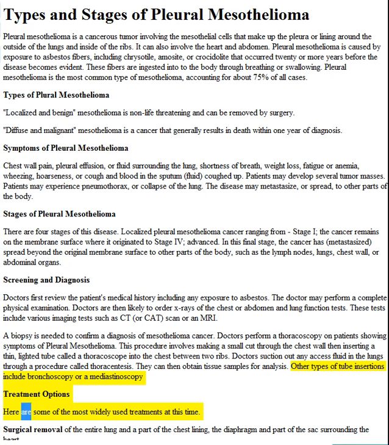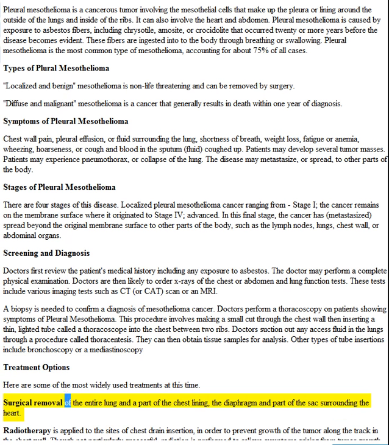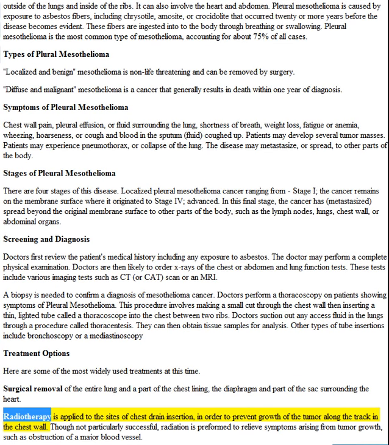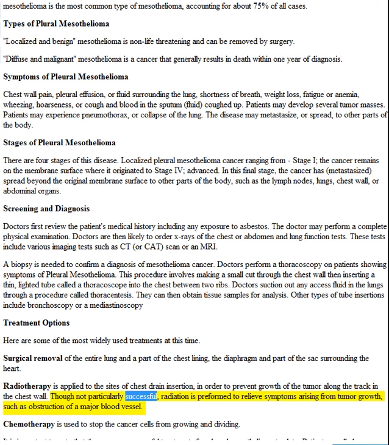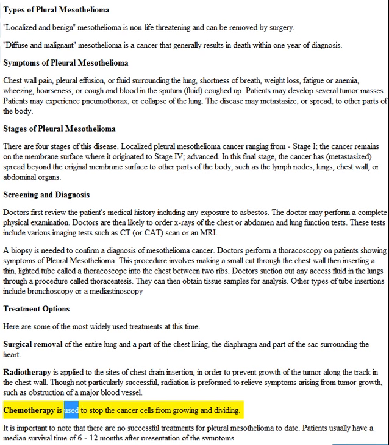Treatment options: here are some of the most widely used treatments at this time. Surgical removal of the entire lung and a part of the chest lining, the diaphragm and part of the sac surrounding the heart. Radiotherapy is applied to the sites of chest drain insertion, in order to prevent growth of the tumor along the tract in the chest wall. Though not particularly successful, radiation is performed to relieve symptoms arising from tumor growth, such as obstruction of a major blood vessel. Chemotherapy is used to stop the cancer cells from growing and dividing.